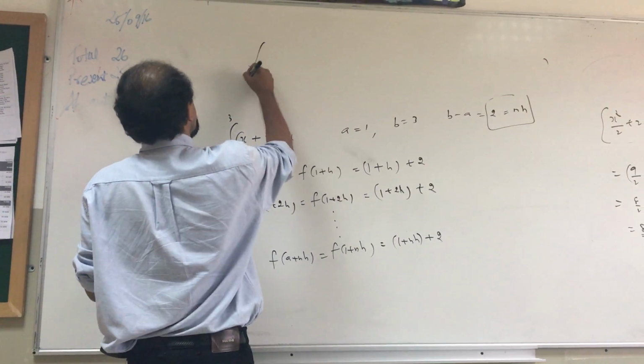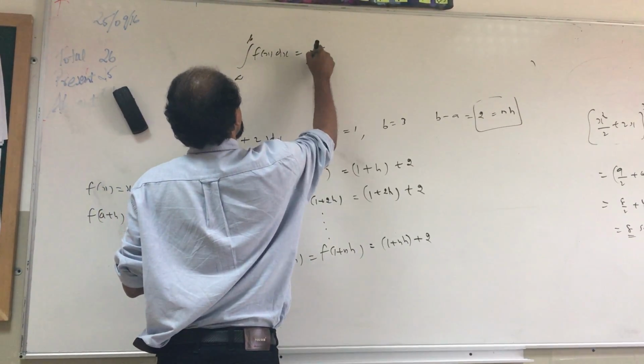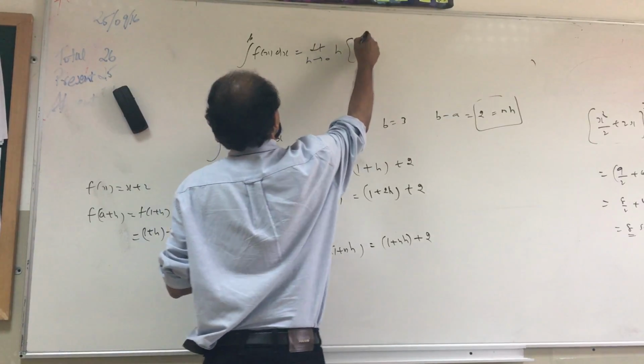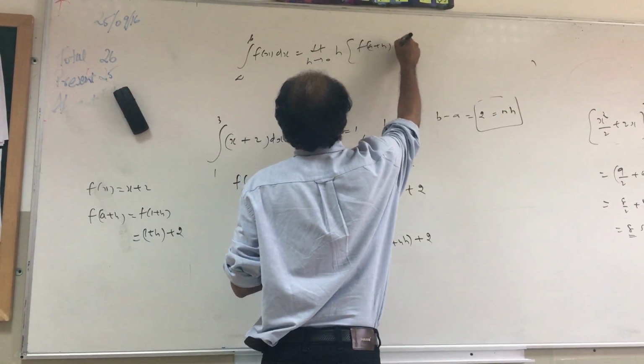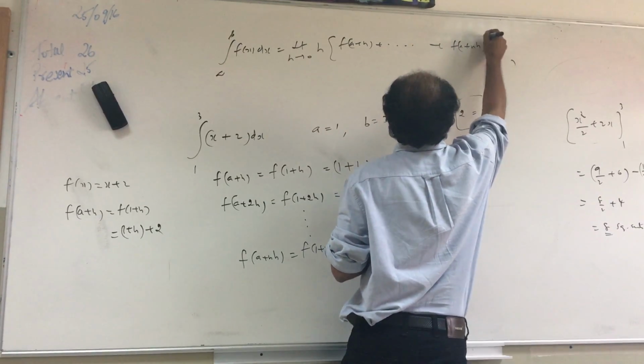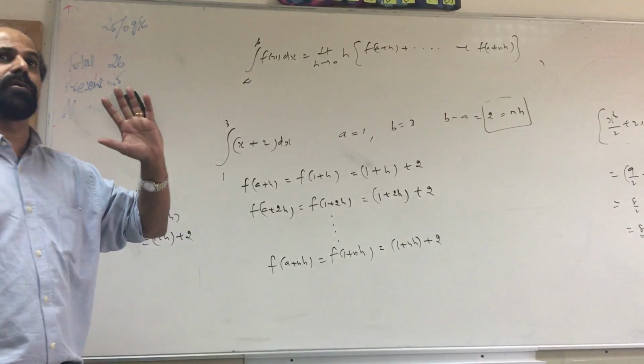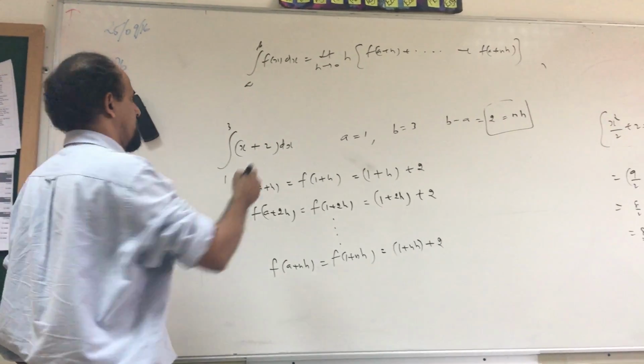What's the formula? Integral a to b, once again: limit h tending to 0, h into f of a plus h plus etc., f of a plus nh. Please understand, this is not complicated, so simple things we are talking about. But it's a little long, that's all. It's a little long process, a 6-mark question generally.